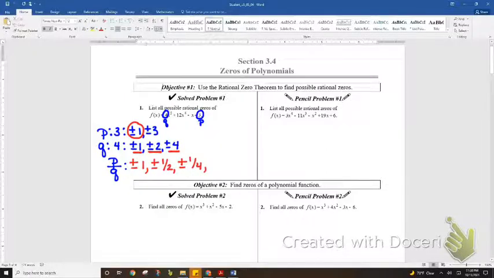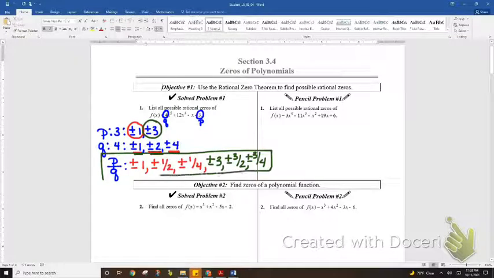Now, I've used all of the Q's with that P, so now I'm going to switch P's. So now I'm going to go to the plus or minus 3, and I'm going to put it over all of my Q's. So 3 over 1 is 3, so we're going to put plus or minus 3. 3 over 2 is 3/2, so plus or minus 3/2. And 3 over 4 is plus or minus 3/4. Now, I took that 3 over every Q, and I don't have any more P's, so these are all my possible rational zeros. Which means if I have a zero that is a rational number, it's going to be in that list.